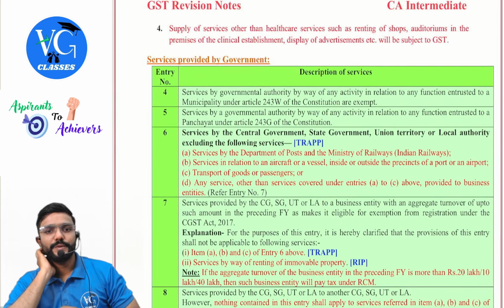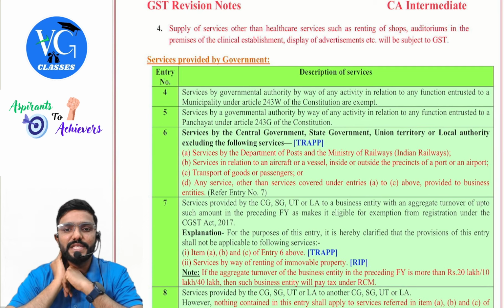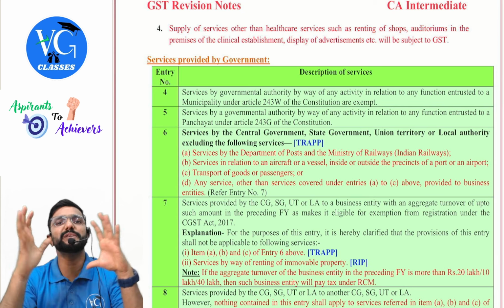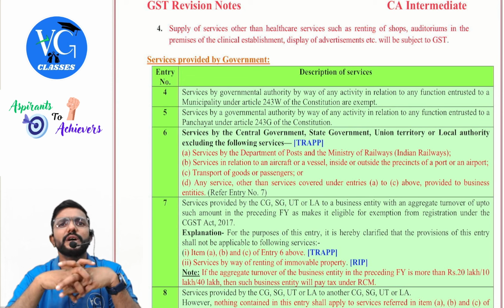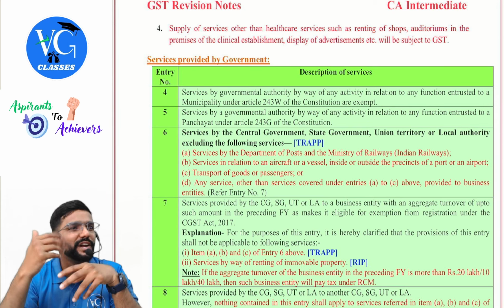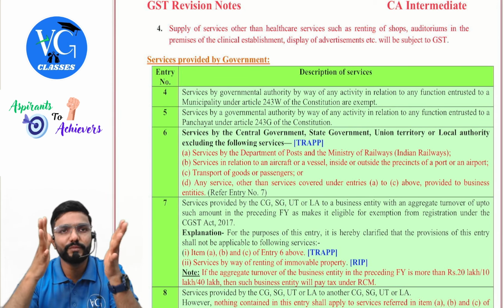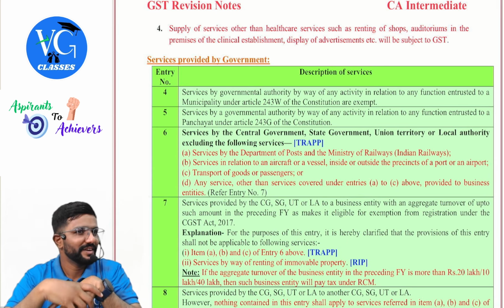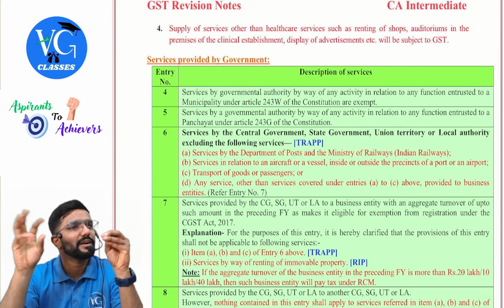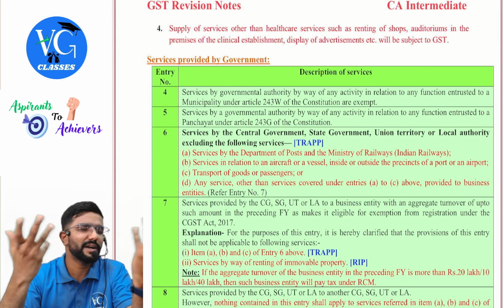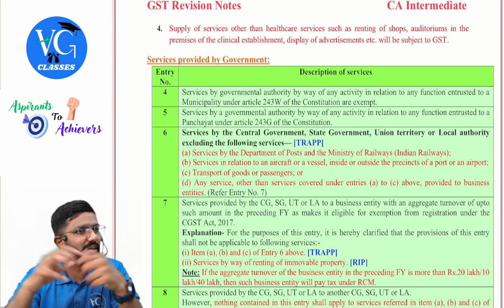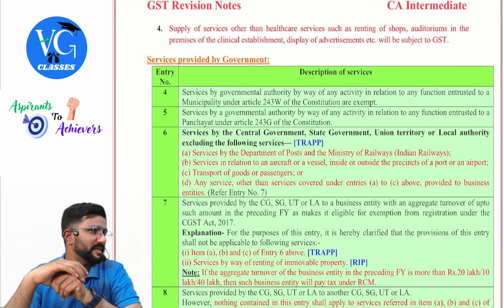Next, last note. Supply of services other than healthcare services, such as renting of shops or auditoriums in the premises of the clinical establishment, display of advertisements, etc., will be subject to GST, because all this will not fall under healthcare, guys. Whenever you are waiting for the doctor, you would be seeing some advertisement displays. If they are advertising their own services, they are not earning anything. But if they are advertising some other businesses, will they charge for it? Yes. Is it exempt? No, it is taxed.